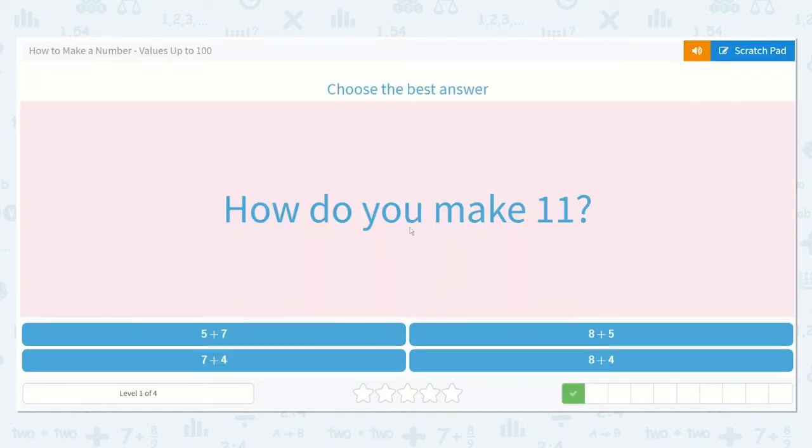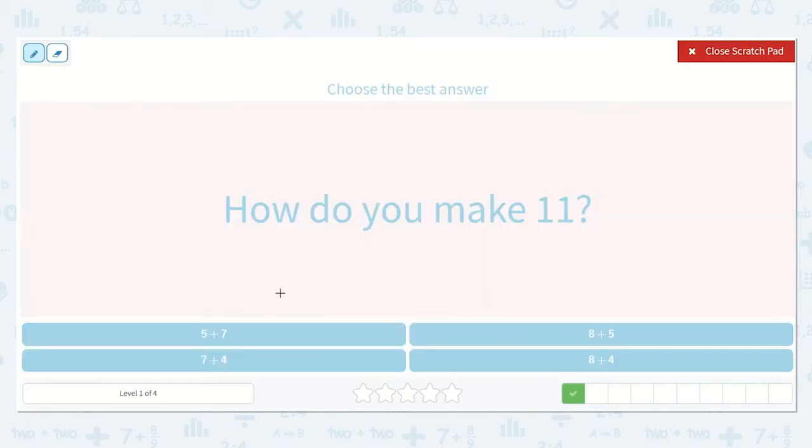The next one says, how do you make 11? I see 5 plus 7 as one of the options, so let's draw a picture for this one. 1, 2, 3, 4, 5 plus 1, 2, 3, 4, 5, 6, 7. Great. There are 1, 2, 3, 4, 5, 6, 7, 8, 9, 10, 11, 12. That number is too large, so it is not this option.